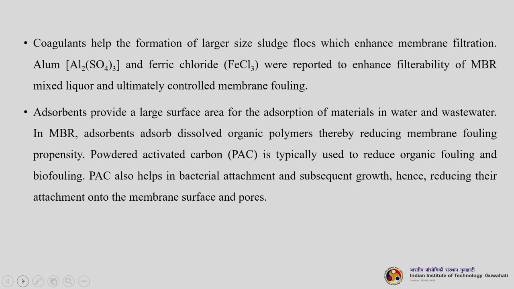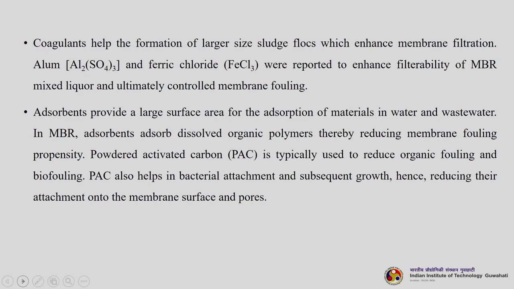So, what are the coagulants doing? Coagulants help the formation of large size sludge flocs. Why do you want to do it? Because if the sizes are small, they will try to penetrate through the membrane pores. We do not want that, right. If the particle sizes are bigger, the flocs become very big, they will just sit on the membrane surface, they will not push themselves into the membrane pores. So, alum and ferric chloride are very good coagulants, reported to enhance the filterability of MBR mixed liquor and ultimately control the membrane fouling.